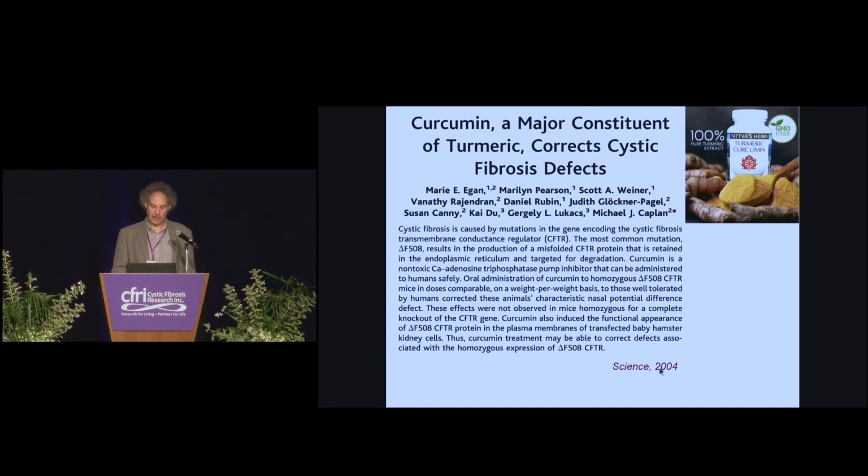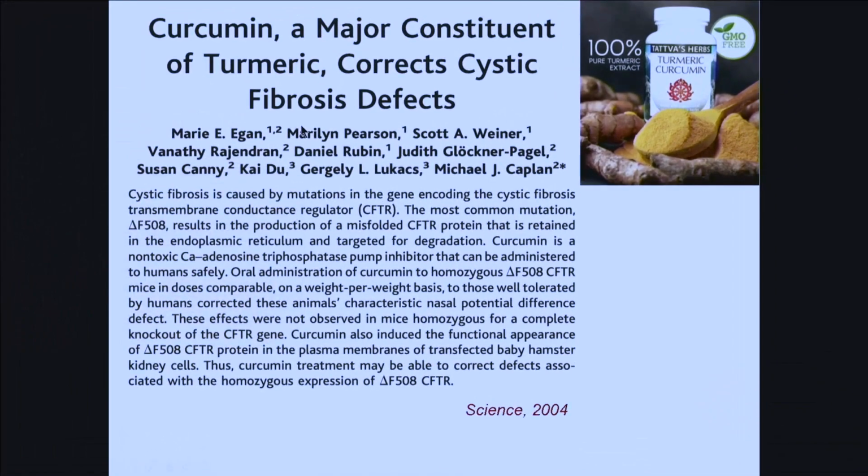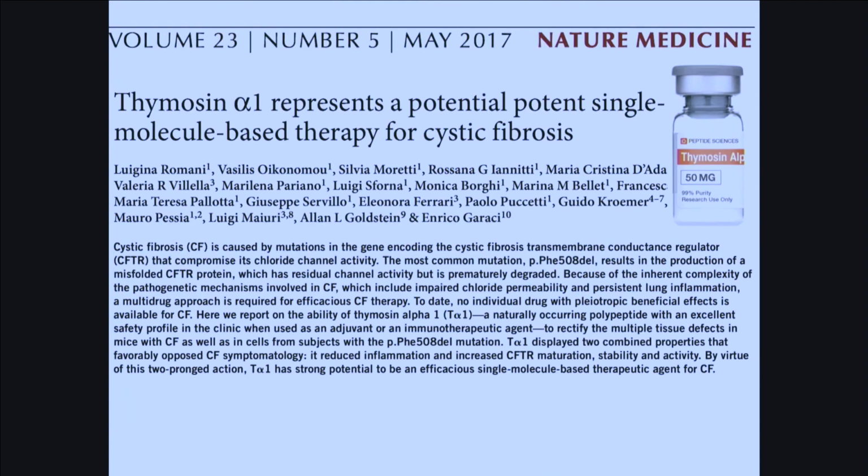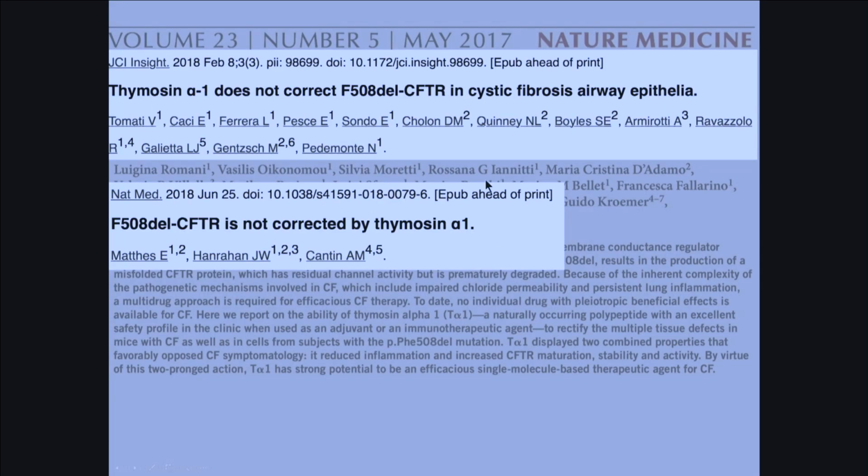Some of you may remember back in early 2004, curcumin, the Indian spice, was said to be the answer to CF. And within months following this paper, we and multiple other groups found that this is not the case. Curcumin does not work to open CFTR. Even last year, thymosin, a natural product polypeptide, was the magic cure that appeared to do everything to CFTR, another thing which is too good to be true. And again, two recent papers from very good labs show that there's no effect of thymosin, and I assume more papers will come out.